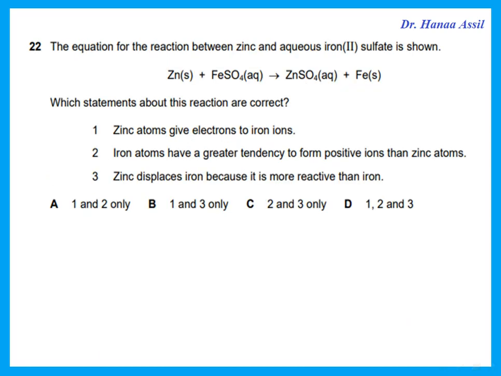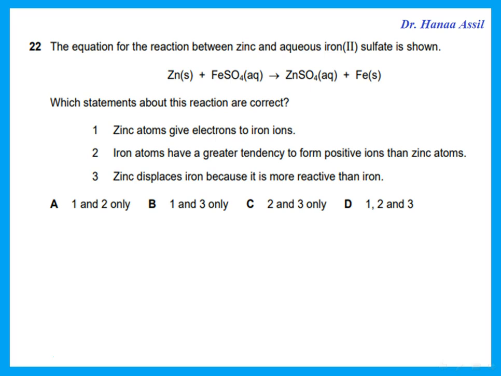The equation for the reaction between zinc and iron 2 sulfate is shown. Which statements about this reaction is correct? Now he's saying zinc atoms give electrons to iron. Well, let's look. Zinc changed from zinc to zinc 2+ with the zinc sulfate. So that means that it did give electrons, and the iron that was iron 2+ changed into Fe. So that means that the zinc lost electrons and the iron gained electrons.